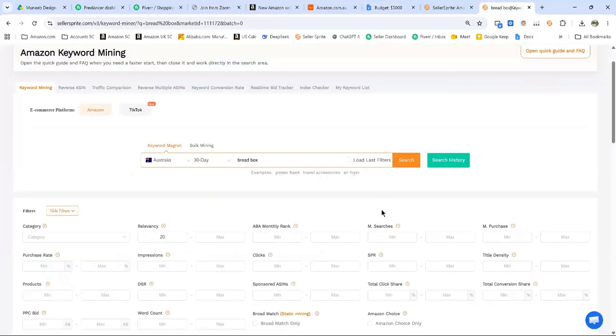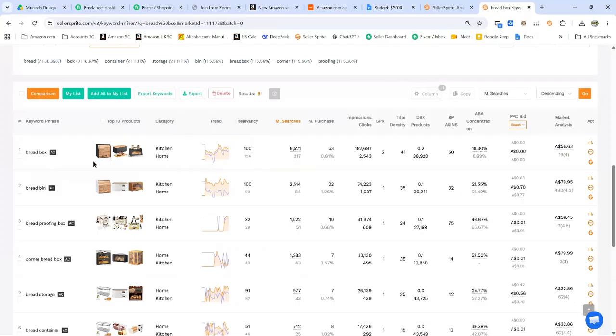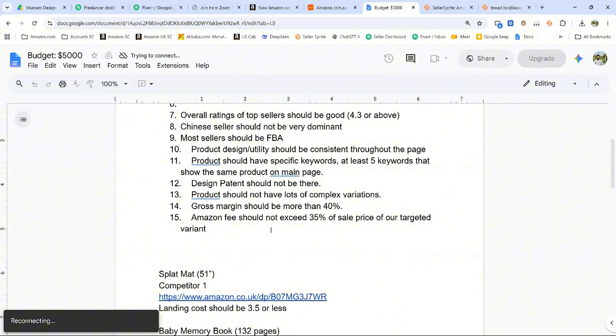And usually the search volume is also low. In this case, you can see that the top keyword has 6,500 search volume, then 2,500, 1,200. So that's decent enough for the Australian market for our budget.